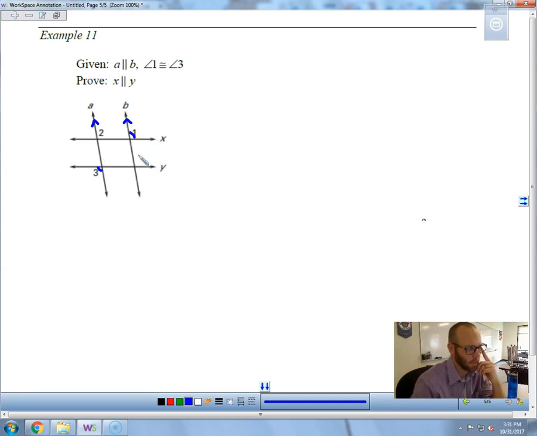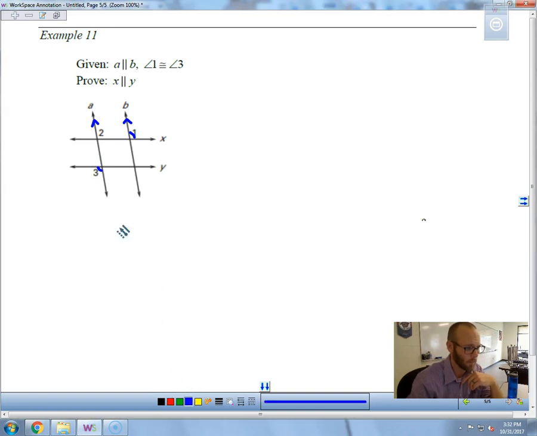Well, here's what I'm thinking. I have two lines here, X and Y, that aren't known to be parallel, that I want to show are parallel, and I have this transversal. Would you agree if angle 2 is congruent to angle 3 that X and Y would be parallel? Yeah, they're alternate exterior angles, aren't they? So what I want to be able to do is show that angle 2 is congruent to angle 3, because then I've got it. What do I have right now? I have A and B are parallel and 1's congruent to 3.